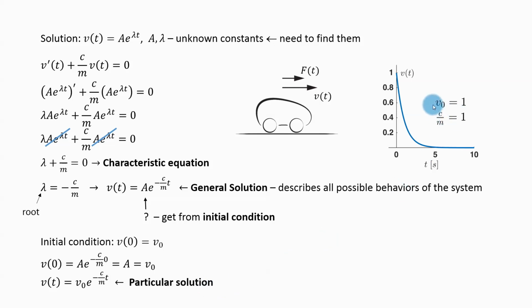When I set some specific numbers, for example, I say that the initial velocity is 1 and the coefficient of friction divided by the mass of the car is 1, I will get this specific function of velocity. You can see that the initial velocity is 1 and the velocity exponentially slows down to 0, which is pretty much what you would expect from a car with engine turned off.